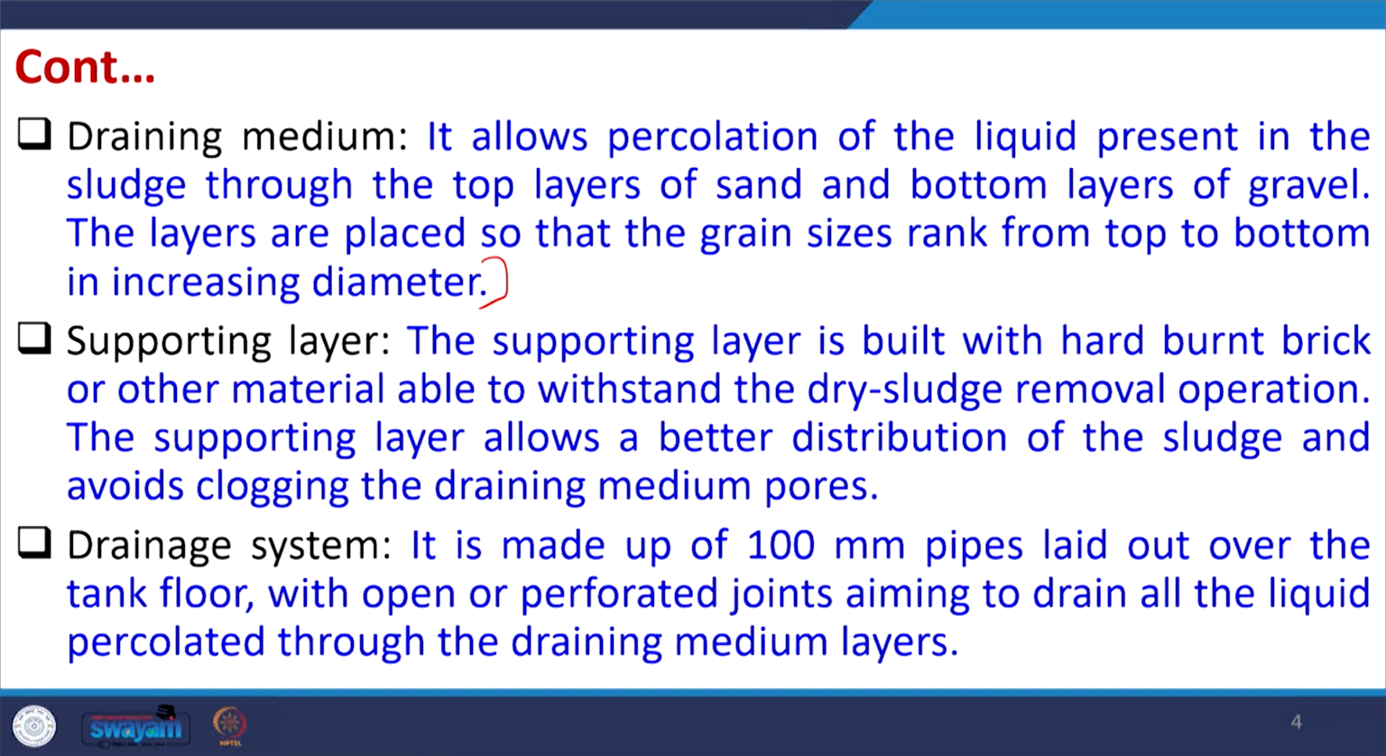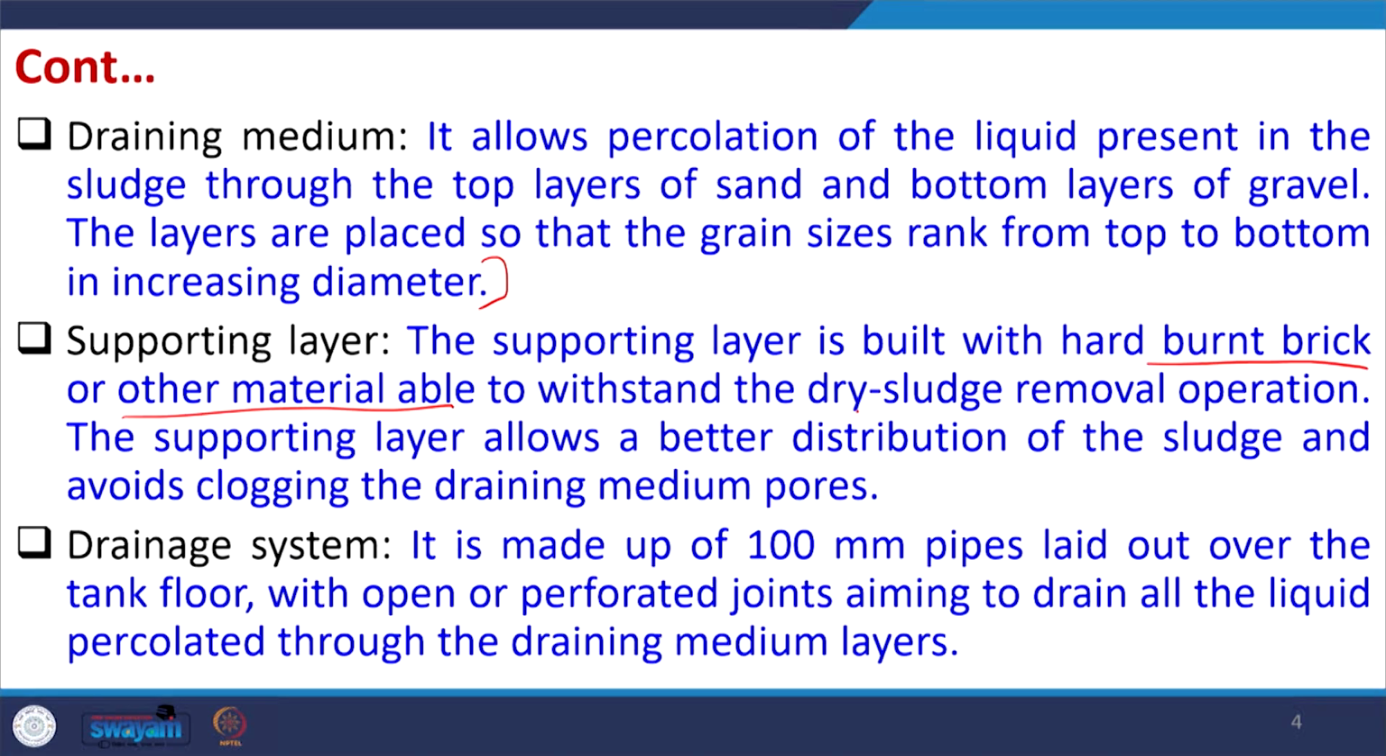The supporting layer is built with hard burnt brick or any other material which is able to withstand the dry sludge removal operation, because during the removal the operation may be a little bit harsher as compared to otherwise. We have to take the sludge out of that system. So, the supporting layer should be good enough, mechanically stable, and it should withstand those operations of the drying sludge removal process. The supporting layer also allows a better distribution of the sludge and avoids clogging the draining medium pores. That is also one of the important aspects when choosing the supporting layer.